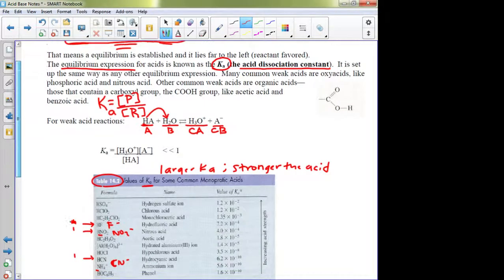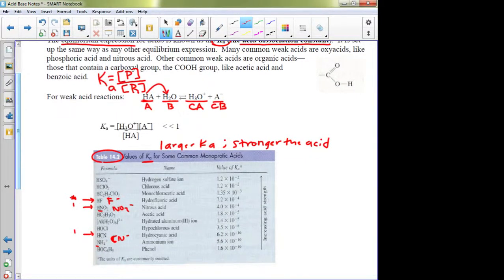So if I asked you to write the Ka expression for it, you would just do the concentration of your products, H3O positive, times the concentration of A negative, divided by the concentration of your reactant, which is HA. Why did I leave water out? Because water is a liquid, and who does not get included in our equilibrium expressions? Solids and liquids. So water, H2O, is a liquid, but we also wouldn't include solids. So no solids, no liquids included in our equilibrium expression.